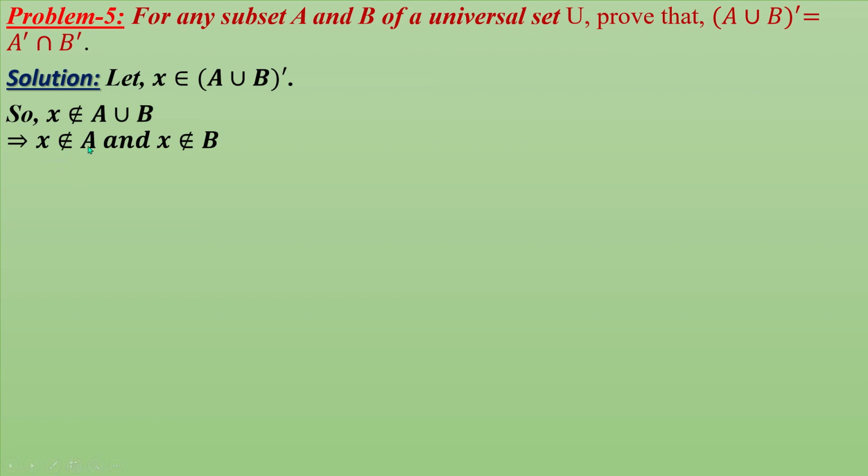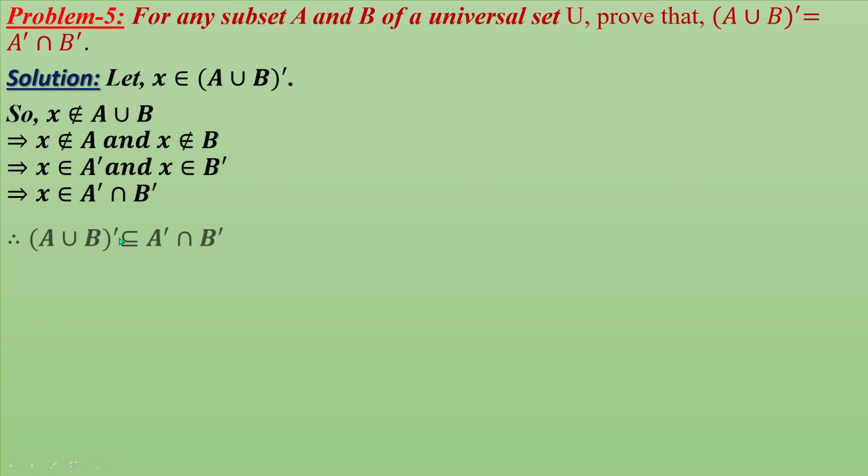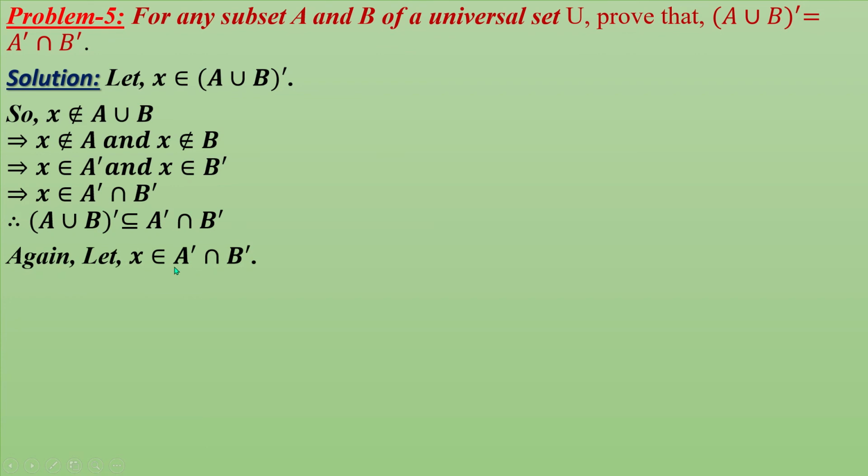X does not belong to A means X belongs to A prime or A complement. Similarly, X belongs to B complement. That means you can write X belongs to A complement intersection B complement. Therefore, A union B complement is a subset of A complement intersection B complement. Again, let X belong to A complement intersection B complement. You can write this.